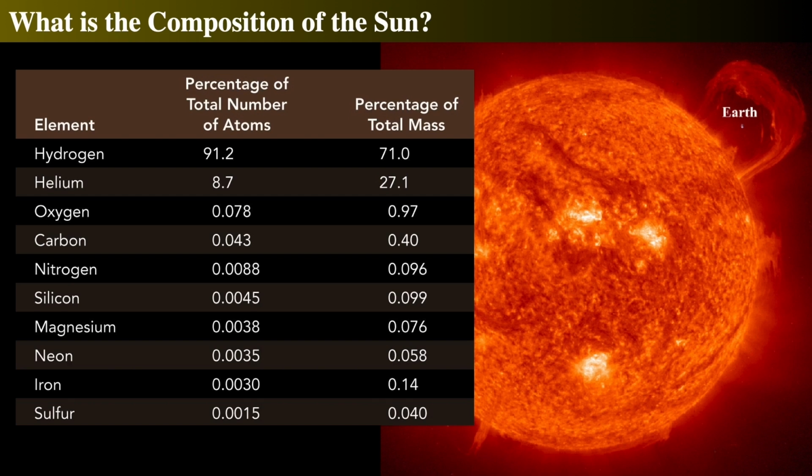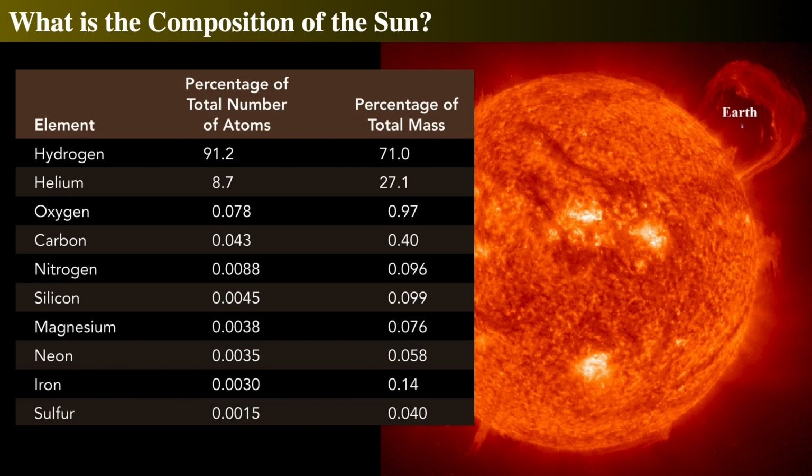But why isn't it 4 times 9, which would be 36? That's because a significant fraction of the helium is in the form of light helium, which is helium-3, which only has 1 neutron, not 2. But of all the rest, oxygen, carbon, nitrogen, silicon, magnesium, neon, sulfur, those are the big ones.